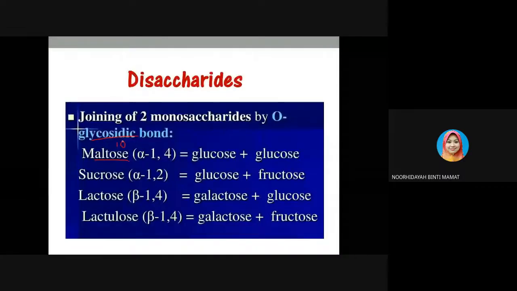Just now you learned about monosaccharides. A disaccharide of carbohydrates is a joining of two monosaccharides by a glycosidic bond. For example, here it is maltose. Maltose is a disaccharide, a joining of glucose units.